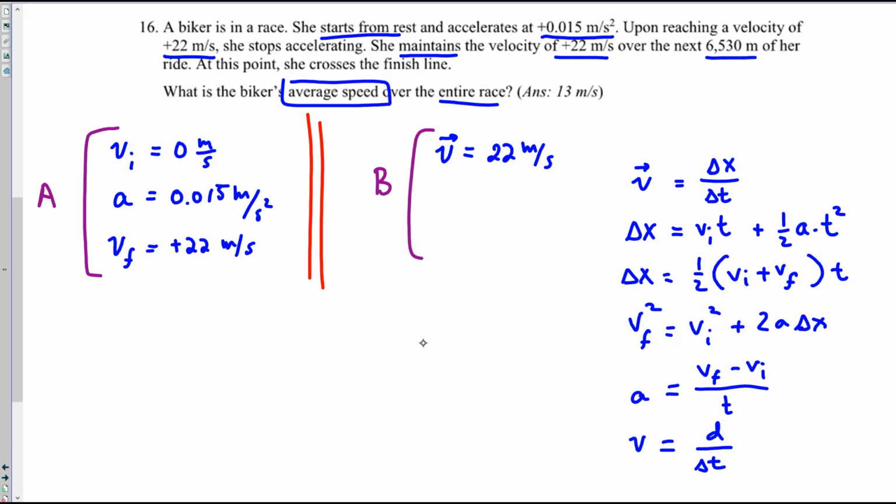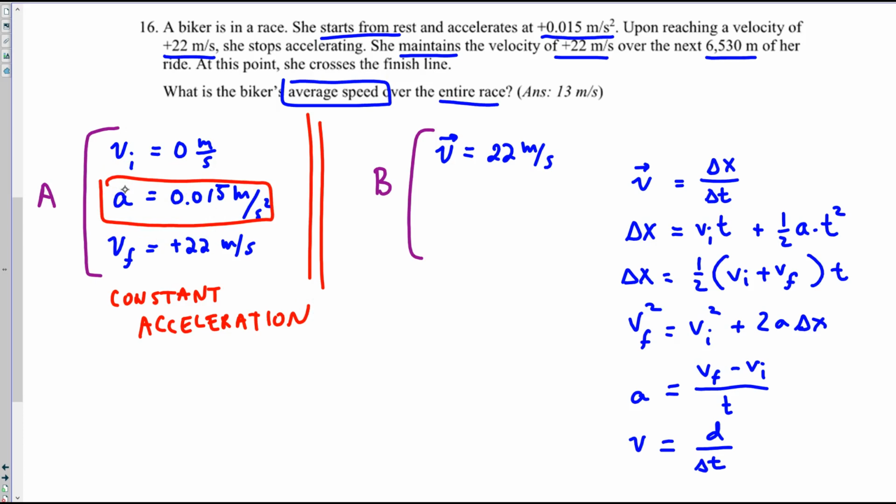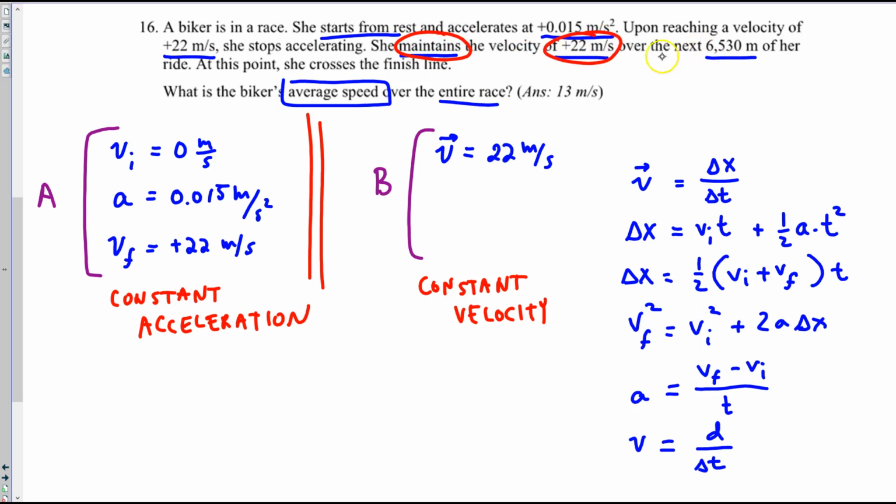First, to answer that question, we have to realize segment A is where we have constant acceleration. How do I know? Because they told me the single acceleration value. That is her constant acceleration value. It doesn't ever change. Segment B is constant velocity. And that makes all the difference. And how do I know it's constant velocity? Because they say she maintains this single velocity for the rest of the trip. And let me go ahead and put down that her displacement there is 6,530.